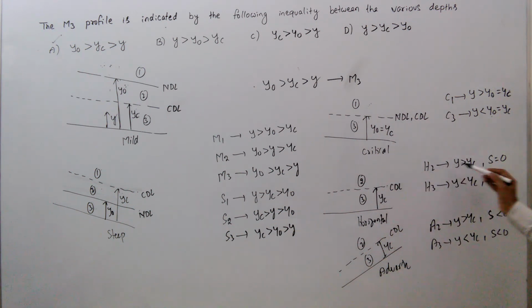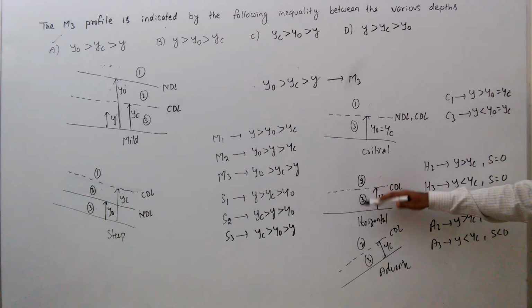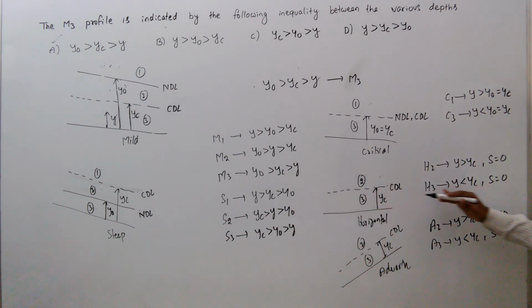Here, Y is more than YC, of course, because of horizontal, slope is 0. So this is H2. And Y is less than YC, that means Y is below CDL, then it is H3. For horizontal, S equal to 0.